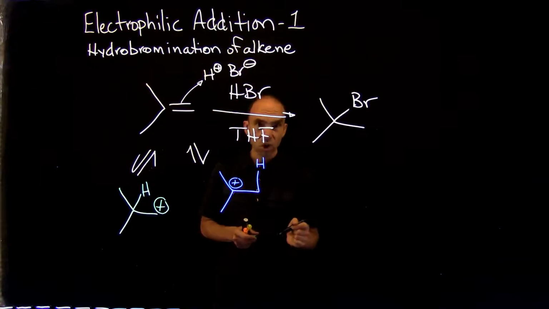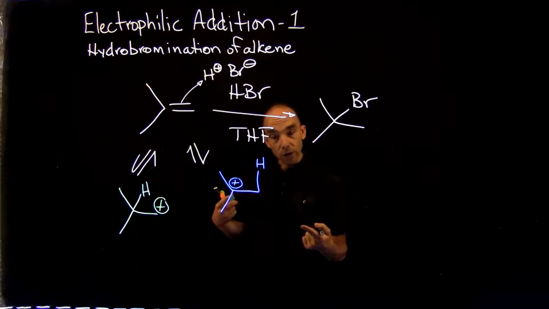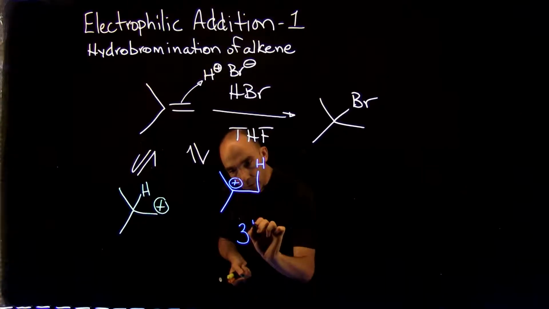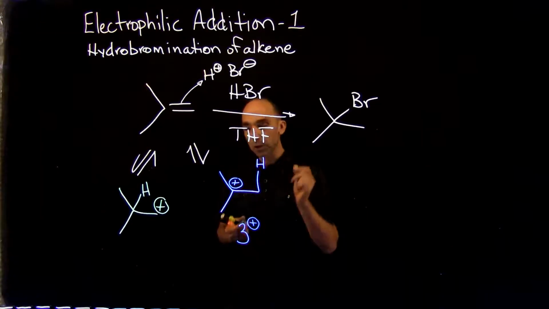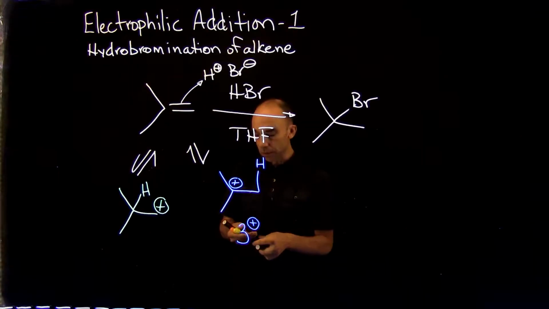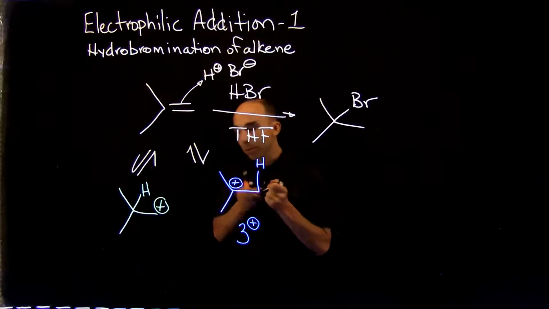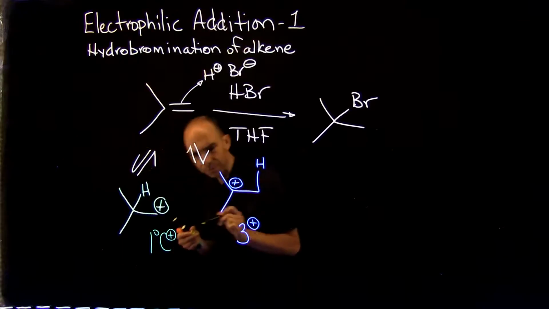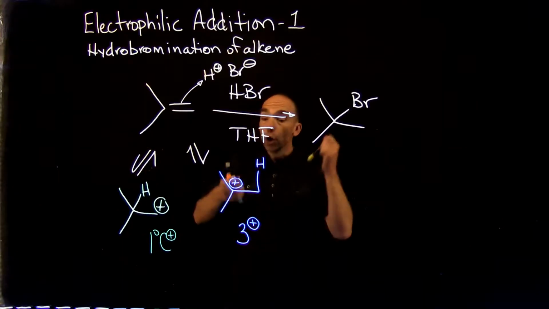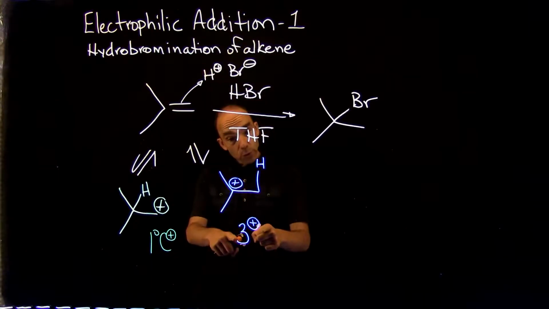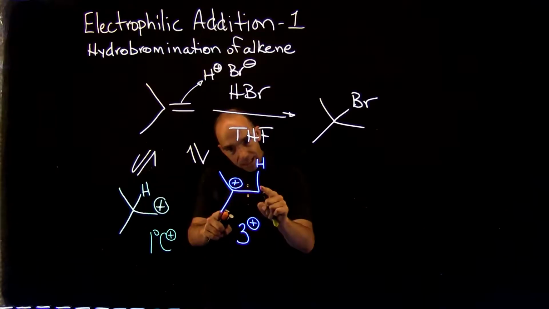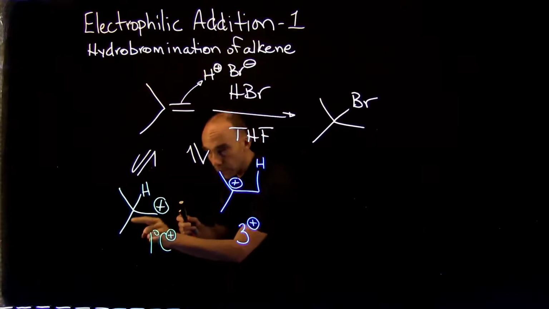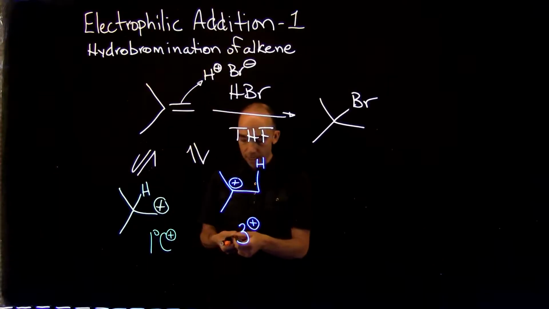substituted carbon. So I've already used the terminology. You should in principle be familiar with that. So the carbocation formed here is a tertiary carbocation, and the carbocation formed in the first step is a primary carbocation. In terms of stability, the tertiary carbocation with 3 electron donating groups is a lot more stable than the primary carbocation with only 1 electron donating group.